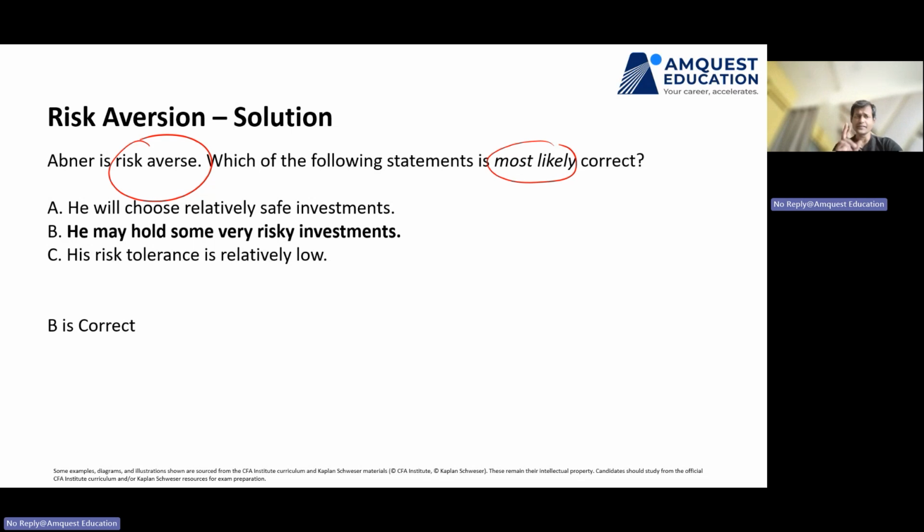Now understand, risk averse does not mean that his tolerance is low. It only means yaar, woh risk ko thoda avoid karne ki try karta hai. Theek hai? So he'll mix and match. Theek hai? Very good. Okay.